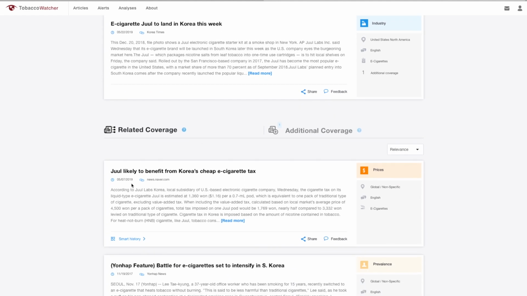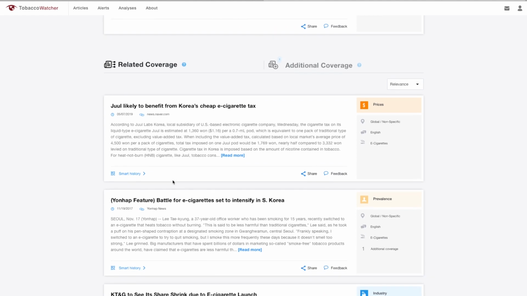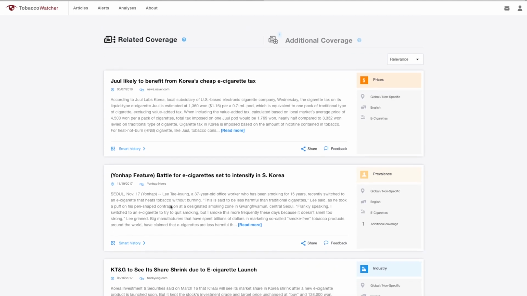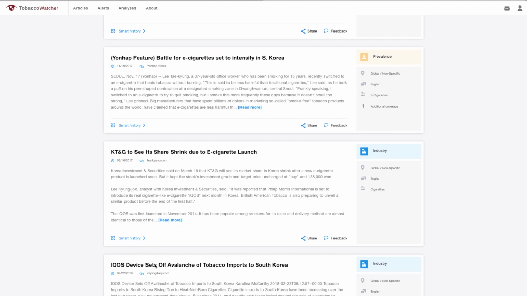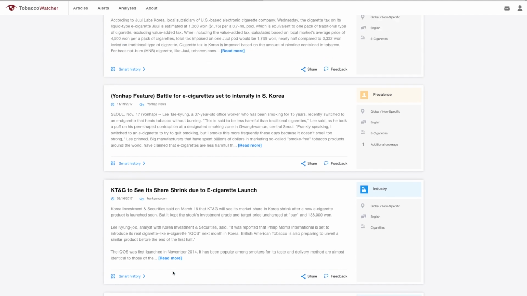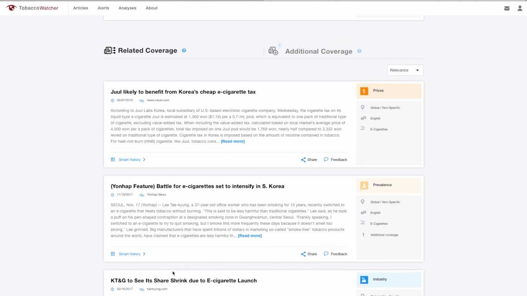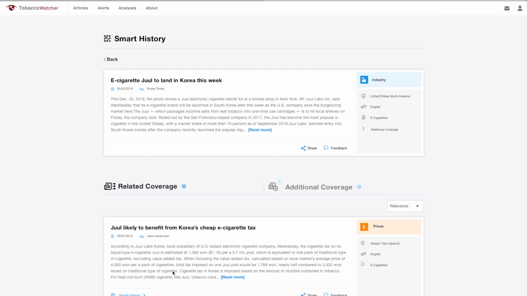Here's an article from a few days ago talking about how Juul would benefit from a low e-cigarette tax in South Korea. We can see an article from a few months earlier talking about the e-cigarette industry and the battle of that marketplace across brands. We can even see articles talking about how e-cigarettes are competing against IQOS and other heat-not-burn products. So here, instead of investing months or years to understand the context of what's happening around Juul in South Korea, you can become an expert almost instantaneously. That's what Tobacco Watcher does.